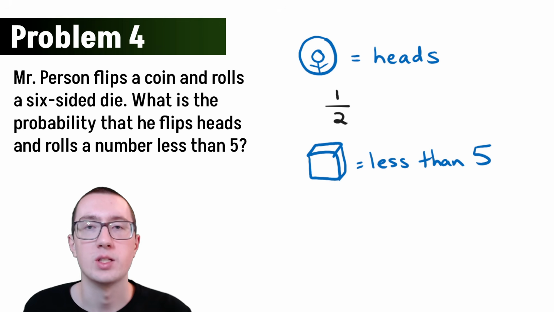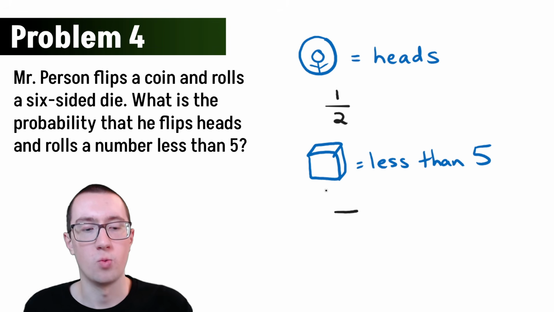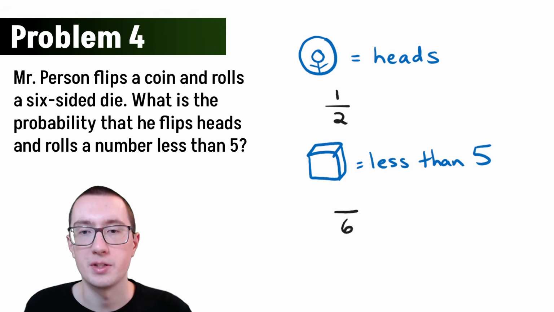Now, what about the die? This might be a little more complicated. It needs to roll less than 5. So how many different possibilities are there for a die? Well, you can roll a 1, 2, 3, 4, 5, or 6. So there are 6 different possibilities. But it's not going to be 1/6.